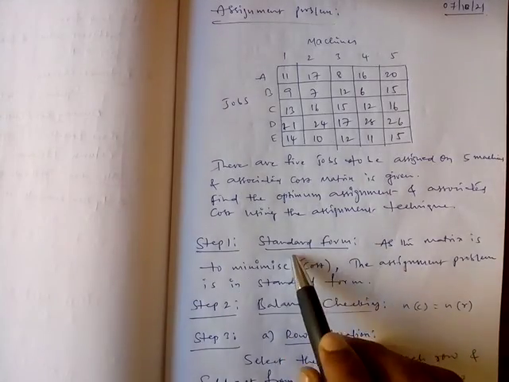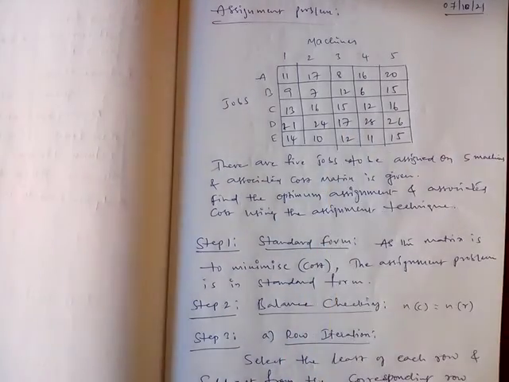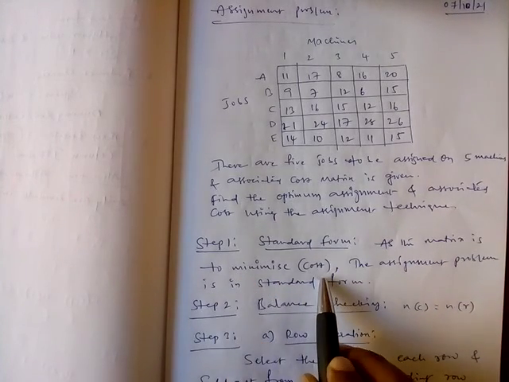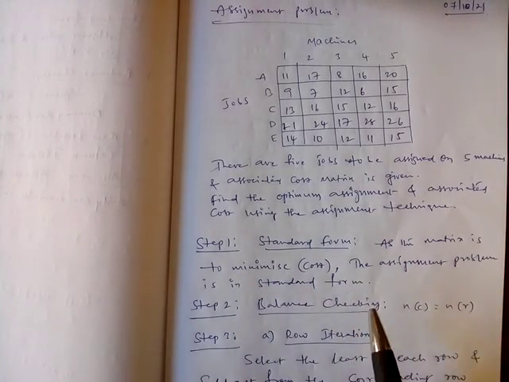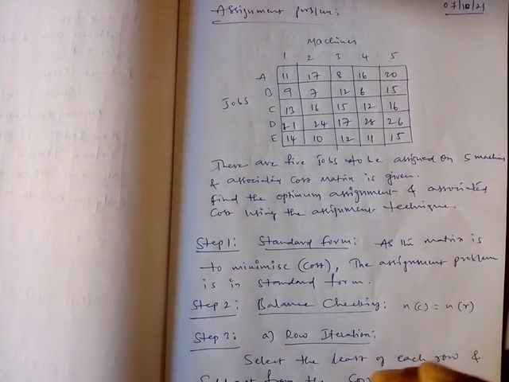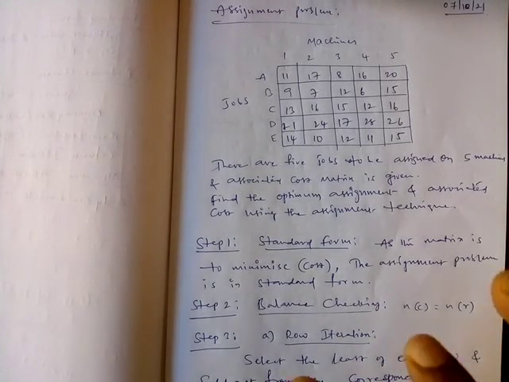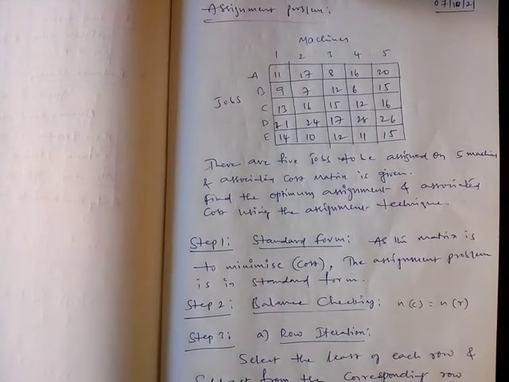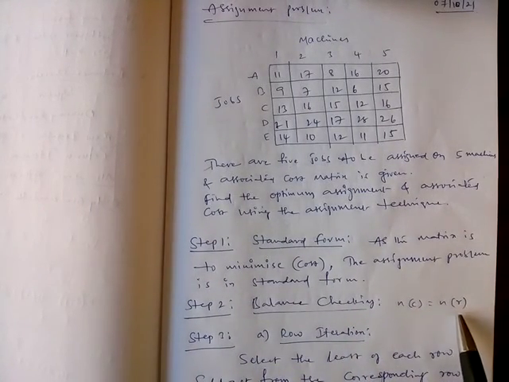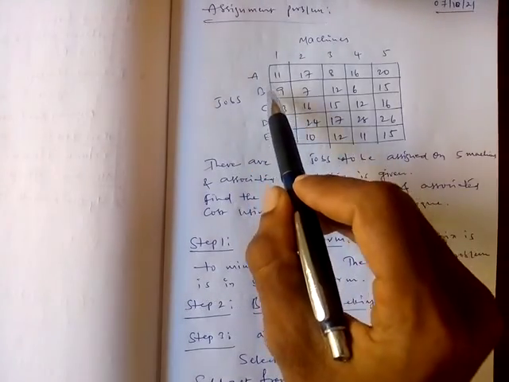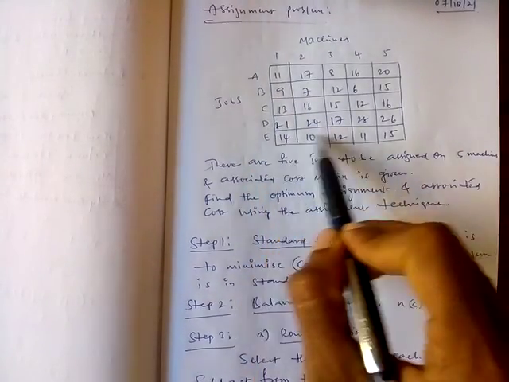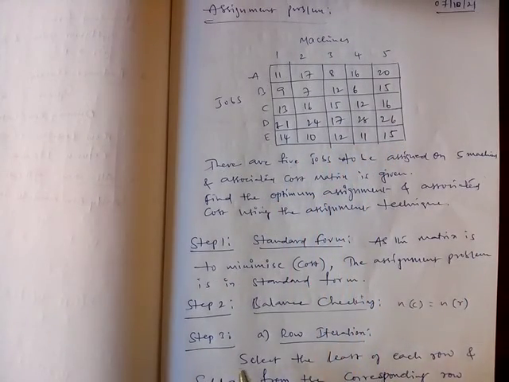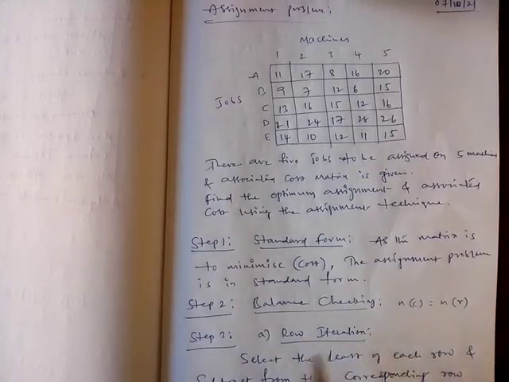Step number 1, standard form. You have to check whether this matrix is standard or not. The matrix is to minimize the cost, so the assignment problem is in the standard form. So when it is a minimization case, then it will be called standard form. Balancing checking: number of columns should be equal to number of rows. So 1 2 3 4 5 rows, 1 2 3 4 5 columns, so number of rows is equal to number of columns.